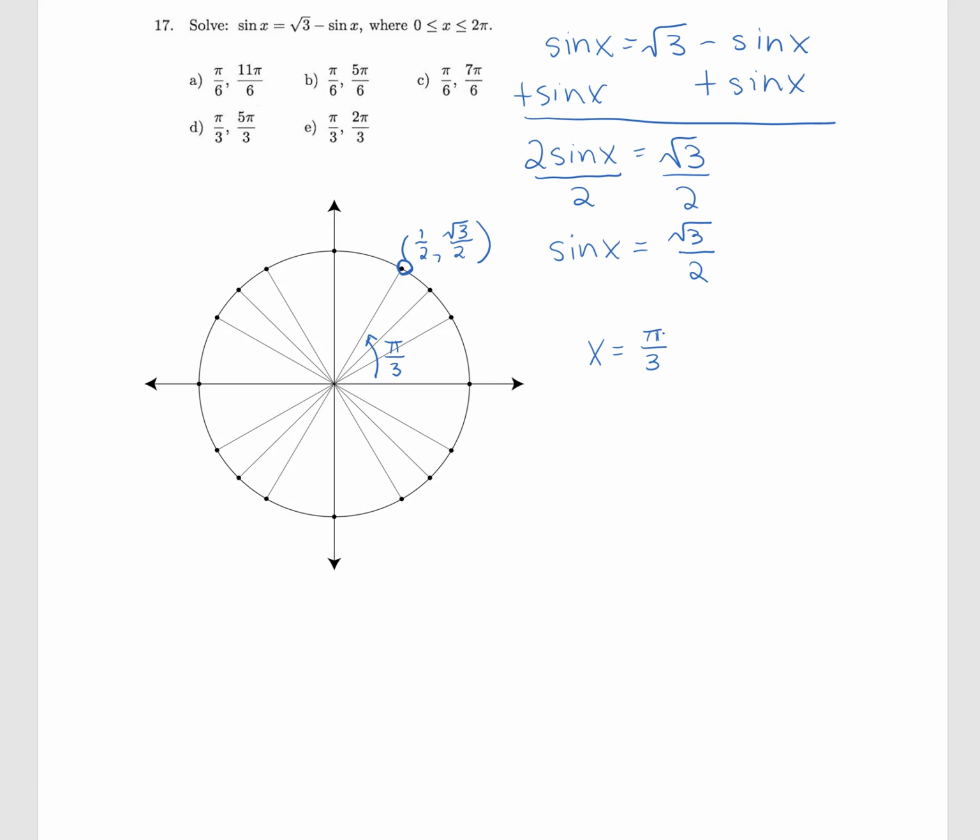But there's another option for x, because if we look at a unit circle, there's another point that has a y value, or sine x, of root 3 over 2. And that's this one over here. And for this point, the coordinates are negative 1/2, root 3 over 2. So sine x also equals root 3 over 2 at this point. But the angle, or x, for this point is very different.